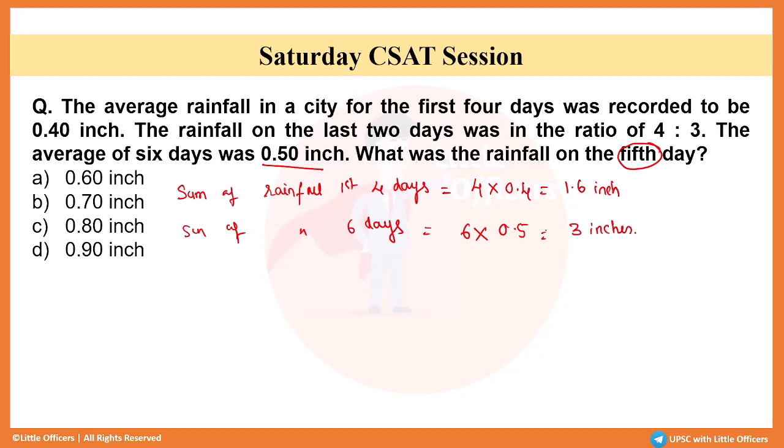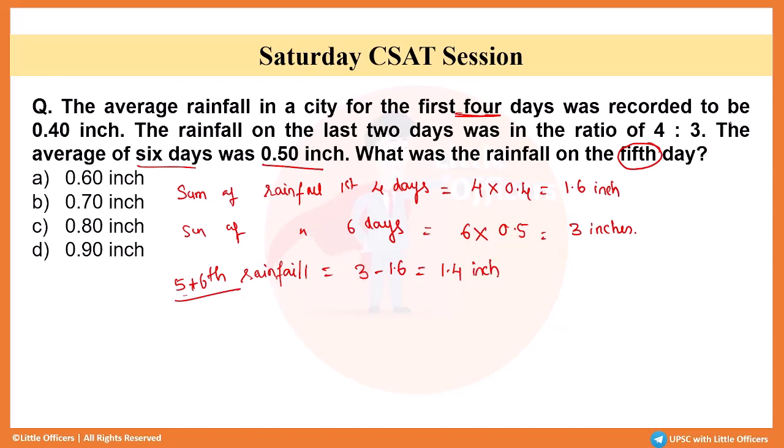ठीक है. अब हमें फाइंड करना है. सी, इनिशियली फर्स्ट 4 डेज का दिया है, लास्ट में ऑल 6 डेज का दिया है. सपोज इफ आई सब्ट्रैक्ट फ्रॉम ऑल 6 days this 4 days, I'll be getting that 5th day and 6th day का rainfall मिल जाएगा. So what is the total rainfall on 5th and 6th day? This will be 3 minus 1.6. Simple. So this is going to be how much? 1.4 inches rainfall has happened on the 5th and 6th day.